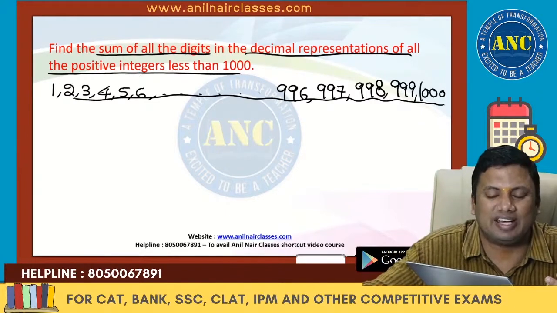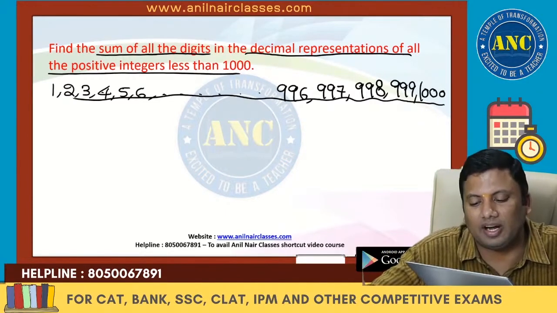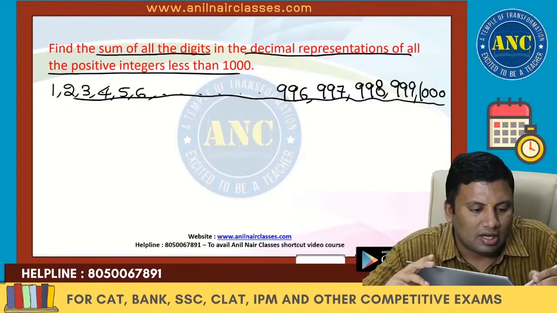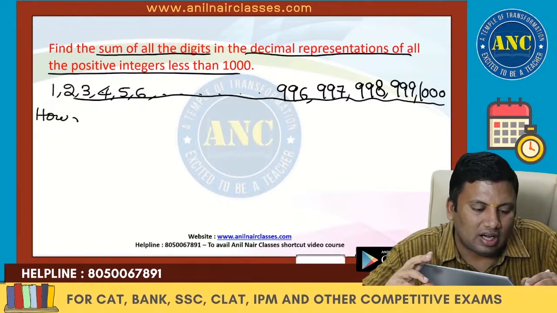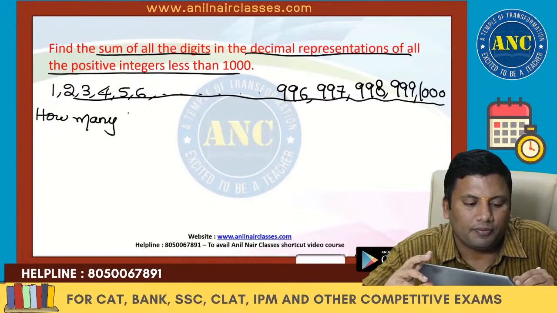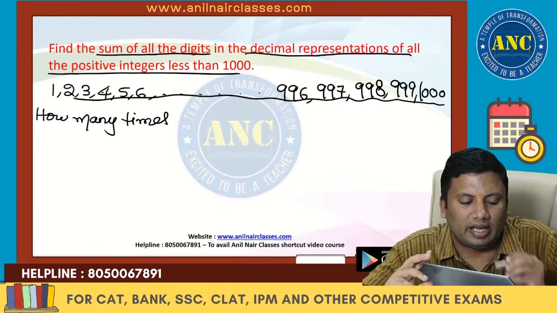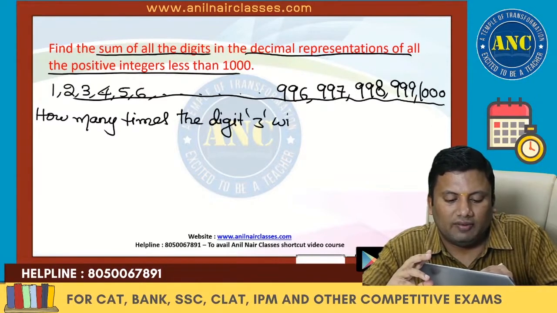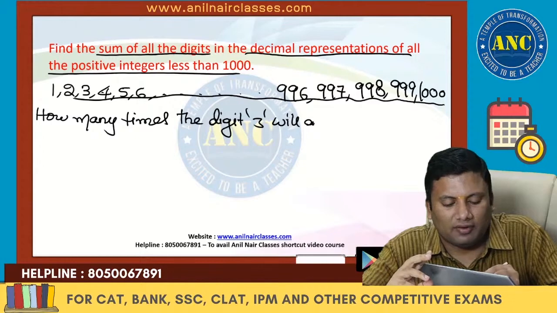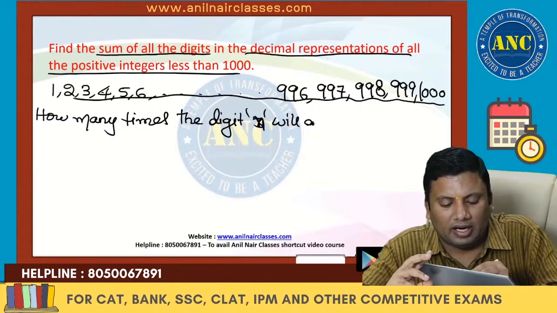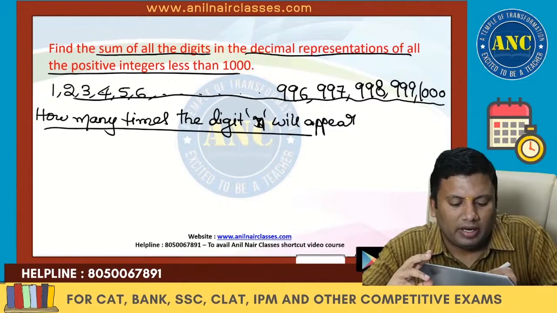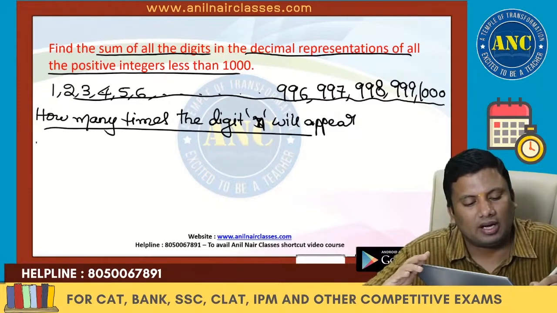First let us see how many times a digit will appear in all the natural numbers from 1 to 999. First we will see how many times the digit 3 will appear. Or rather, a digit n; n could be anything. We will take some examples. If n is 3.